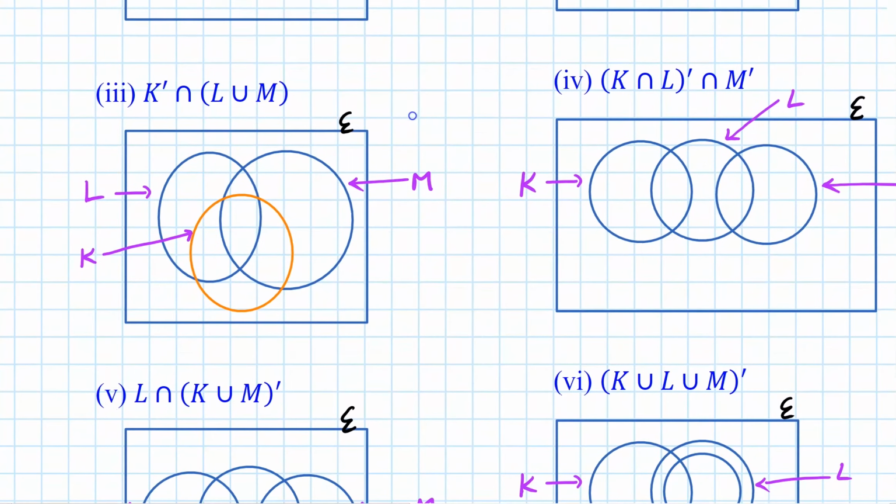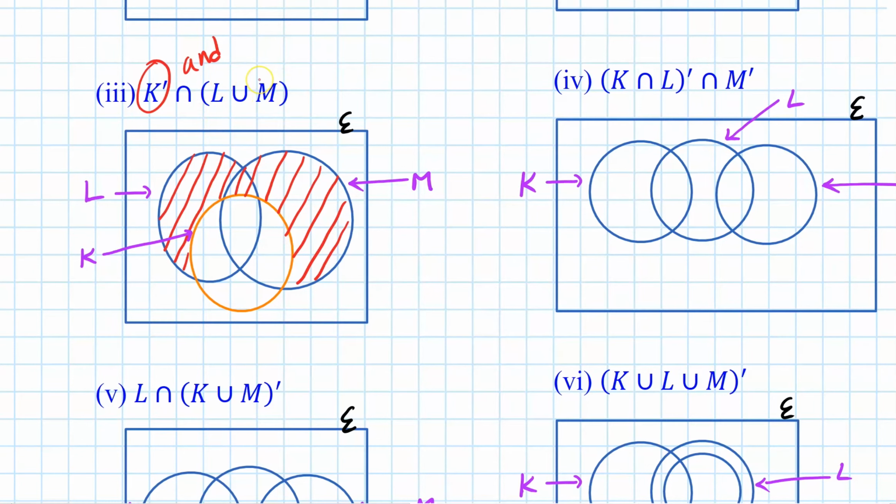Now the third one, the complement of K, that means outside this orange but inside L or M. So it could be either L or M or both. Therefore we can color either L or both or in M. See the way we read? K complement and, here it says and. It should be outside K but inside here.